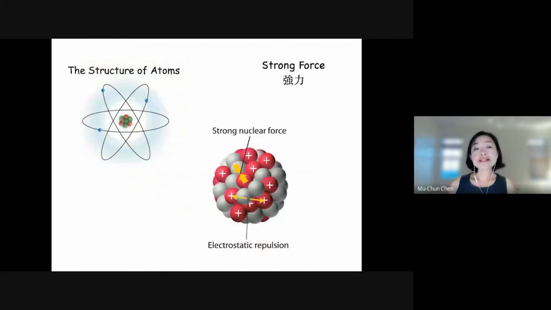Where the strong force is a force that binds the protons and neutrons together so that they form a stable nucleus.